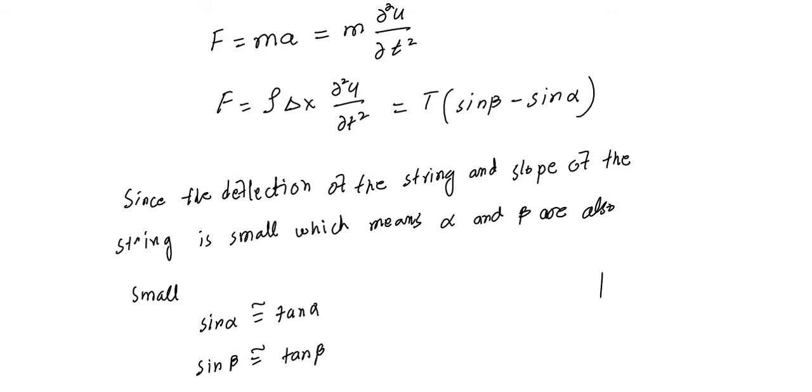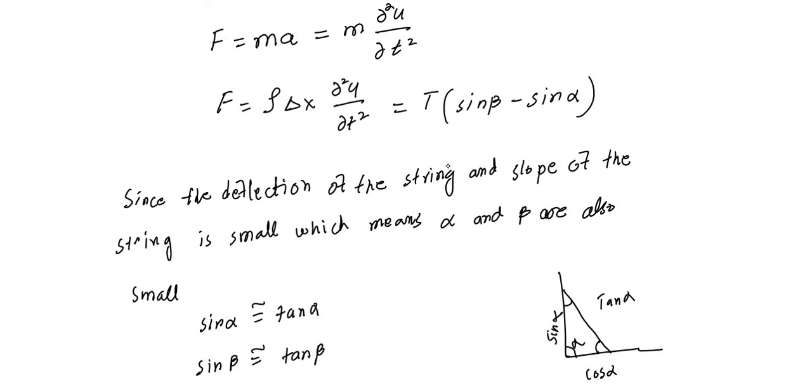You know, in the triangle, suppose this is a triangle, and within this triangle you have sine alpha, sine beta. So this is your sine alpha. Okay, alpha.